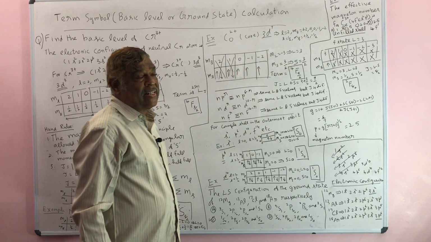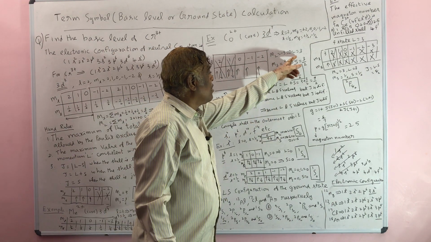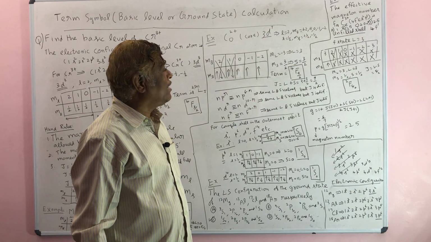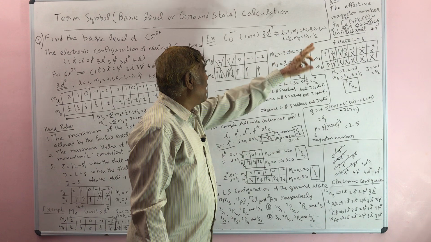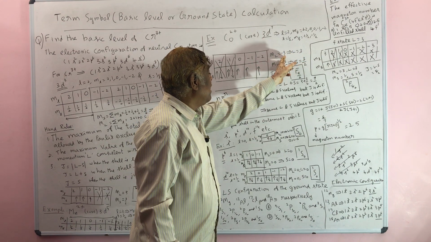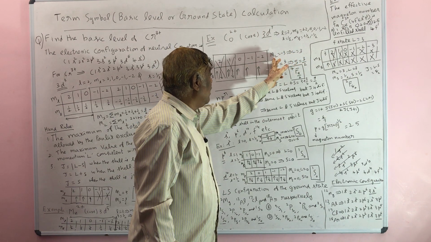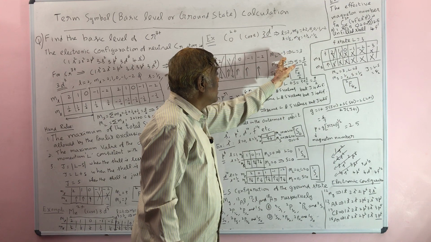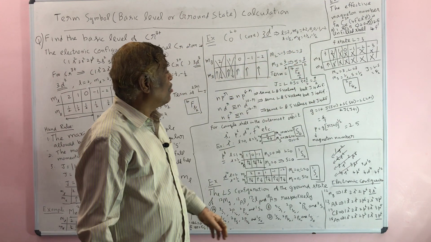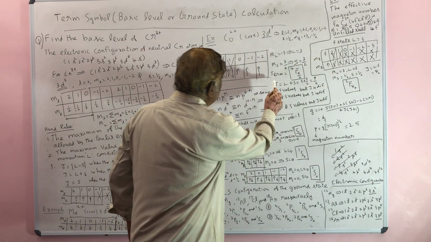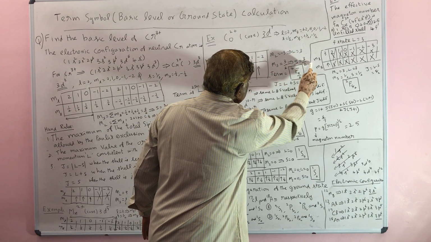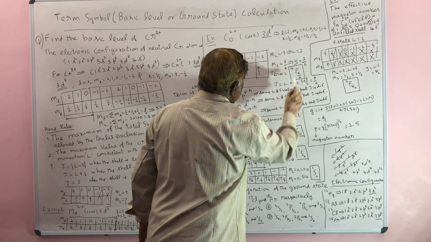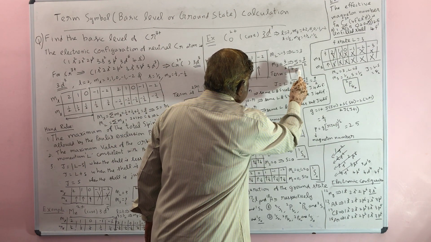ML is equal to minus 3 corresponds to L is equal to 3. When L is equal to 3, ML varies from plus 3 to minus 3. So the minus 3 value of ML gives L is equal to 3. So now the term value is, since L is equal to 3, this is F, S is equal to 3 by 2, so 2S plus 1 is 4. Now what is your J?